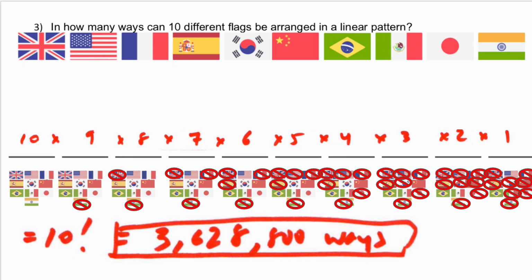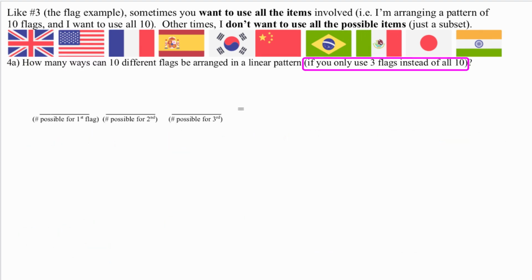All right, so now let's talk about how permutations fit into this. It's very similar. Here's the key. Let's say you don't want to use all 10 flags, you have 10 possible flags, but you're only going to use 3, you're only going to hang up 3 flags on your window or something like that.